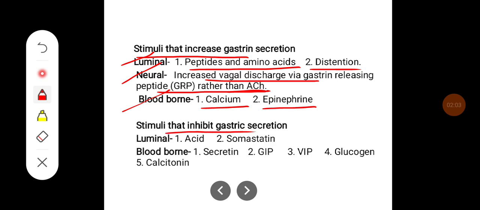Stimuli that inhibit gastric secretion, or rather gastrin secretion. Luminal factors are acid and somatostatin, whereas blood-borne factors are hormones like secretin, GIP, VIP, glucagon, and calcitonin.